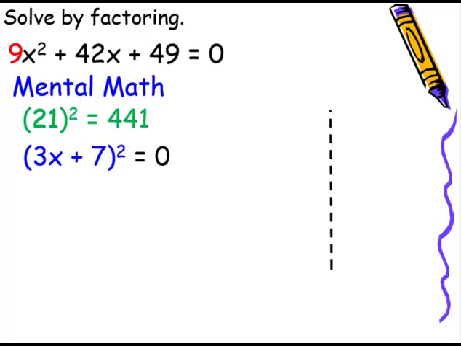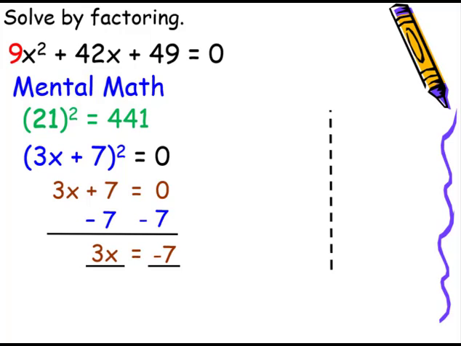We'll set that equal to 0 and use the zero product property. 3x plus 7 is equal to 0. Subtract 7 from both sides. 3x is equal to negative 7. Divide both sides by 3. X is equal to negative 7/3.